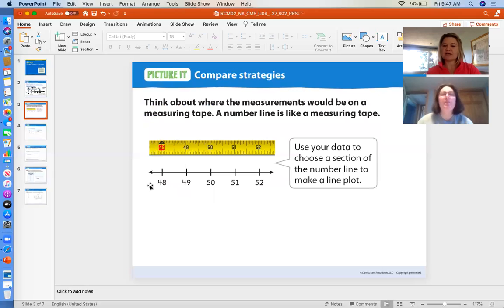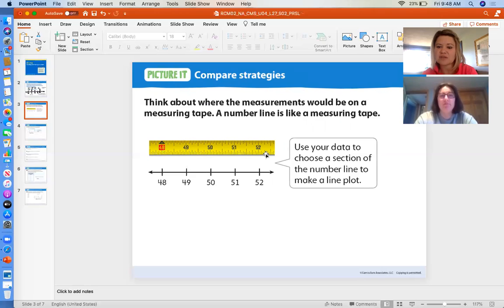Okay, let's look at the next problem. We're going to use some different strategies because our brains all see math differently, and we're going to compare those strategies. The first one says, think about where the measurements would be on a measuring tape. So here is the line plot that we used. We started at 48, we ended at 52. If we were thinking about a measuring tape, it would look pretty much like the line plot that we made, right?